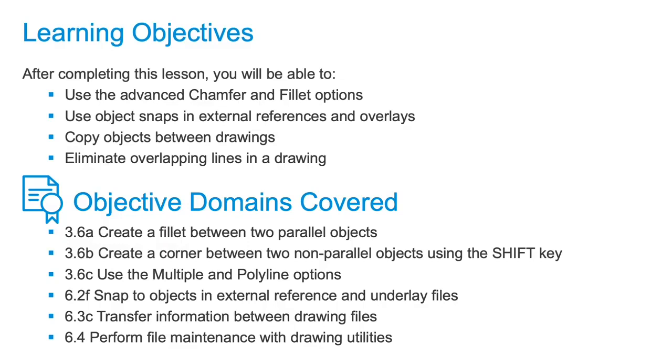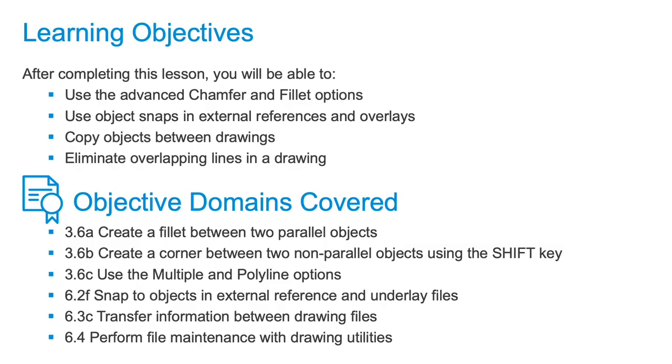I'll copy some drawing objects from one drawing to another. And I'll finish with the Overkill command, one of my favorite tools inside of AutoCAD. Overkill eliminates overlapping lines to help you clean up your drawings. This is especially helpful if you have inserted external references in your drawing, which is one way overlapping lines can occur.